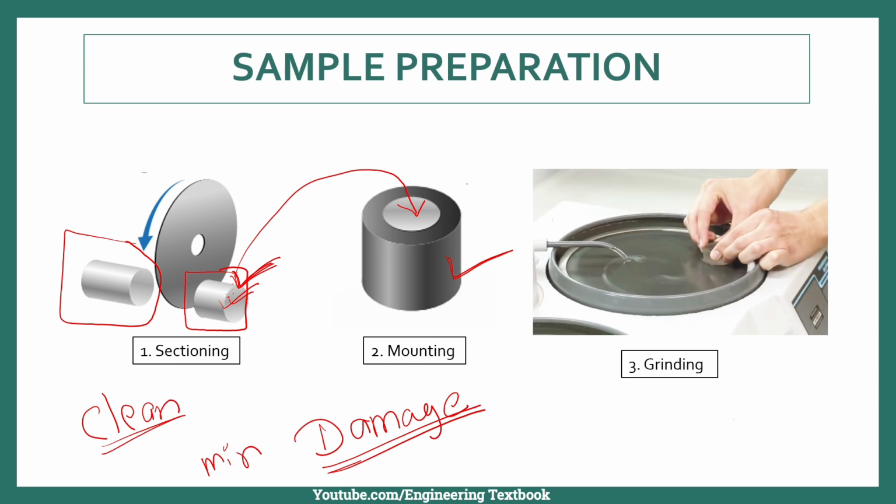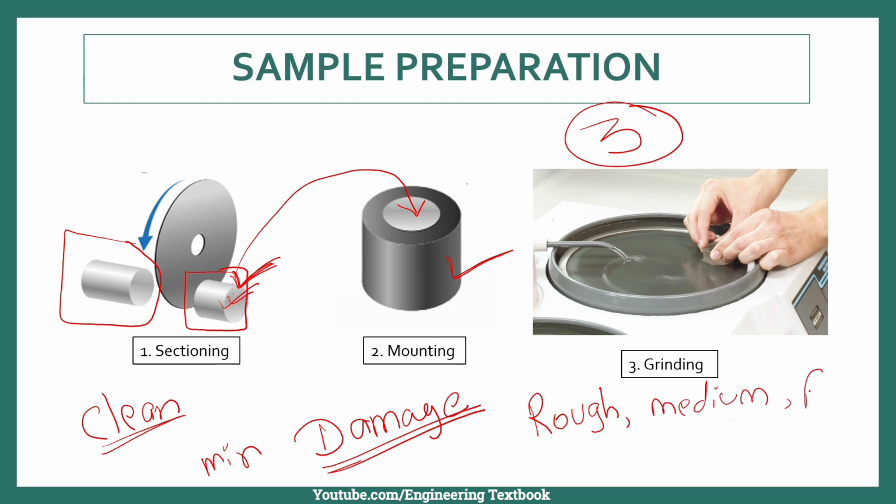Our third step is grinding. Now, after mounting the specimen, our third step is grinding. The grinding operation is done to remove the scratches left on the specimen. It is one of the most important operations in sample preparation. This is done in three stages. First is rough grinding, second is medium grinding, and third is fine grinding.